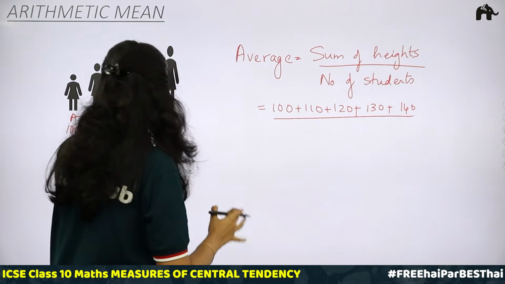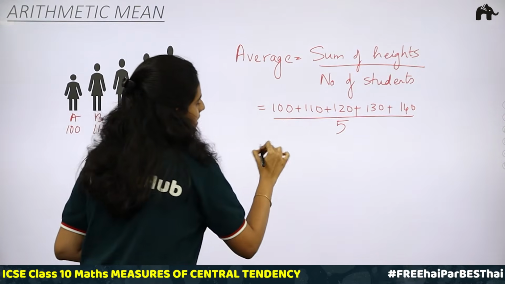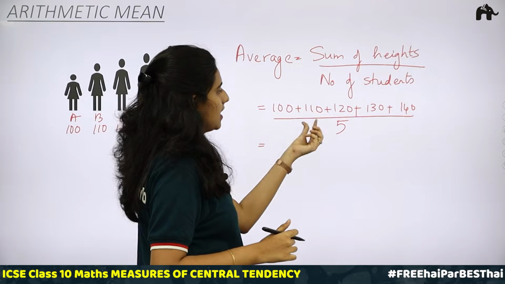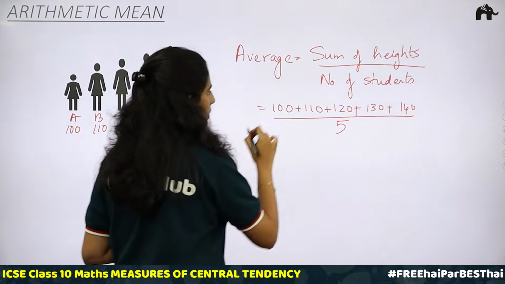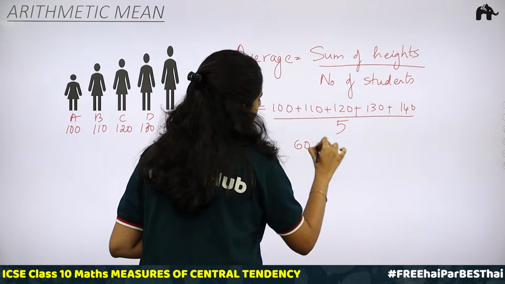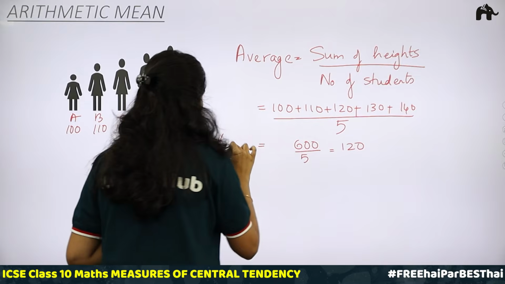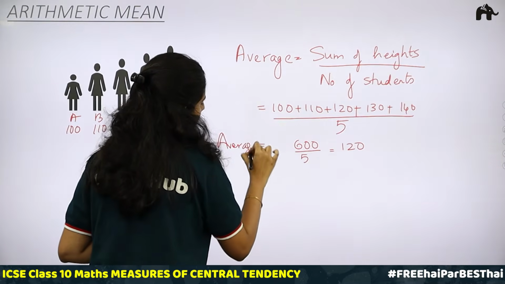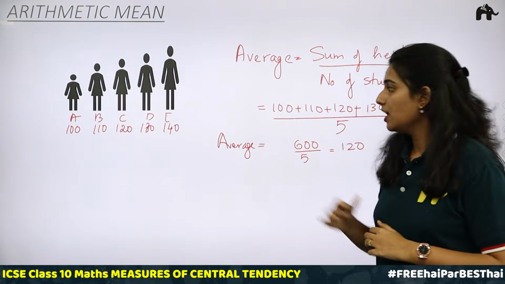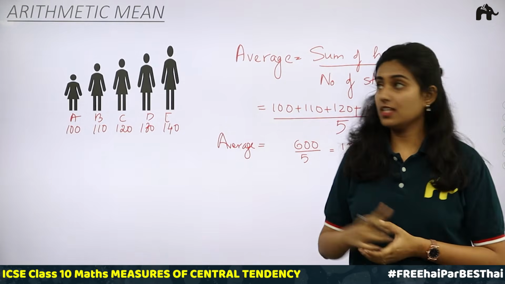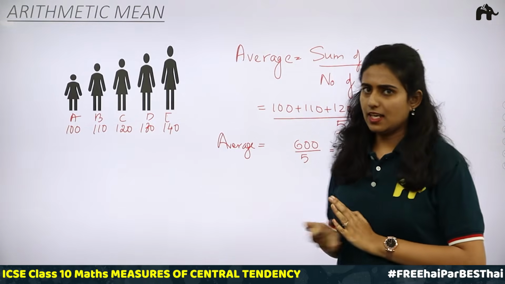Whole divided by the total number of students. Here we have considered 5 students, so divided by 5. That is equal to (100 + 110 + 120 + 130 + 140) divided by 5. You will be getting 600 divided by 5 and that is equal to 120. So the average is 120. This is how you will be calculating average, and this is simply the arithmetic mean. Okay, let's take another example.